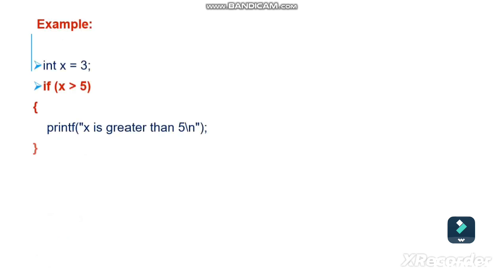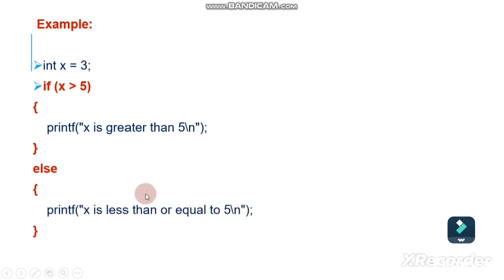For example, I'm taking the variable x equal to 3. If x is greater than 5 and the condition is true, the true body will be executed. If the condition is false, the false body will be executed. I will explain this through code.